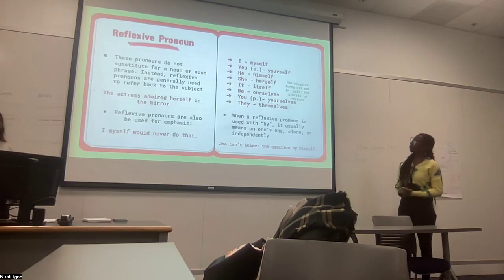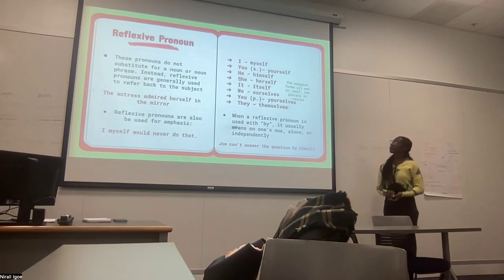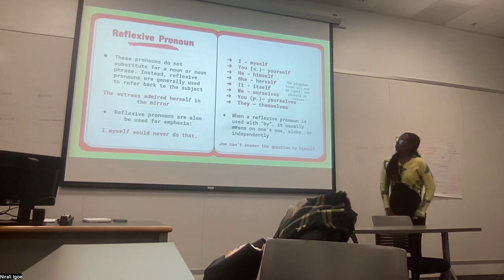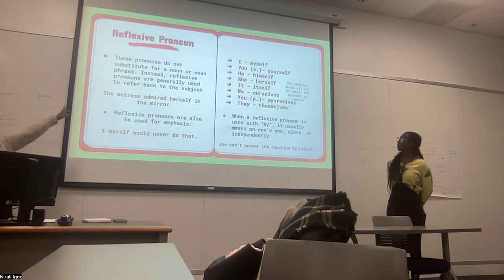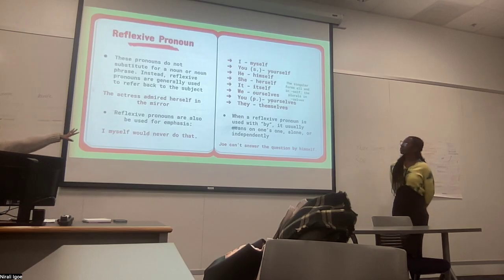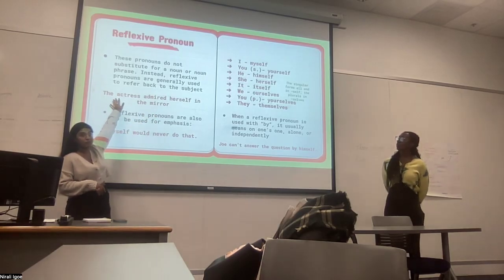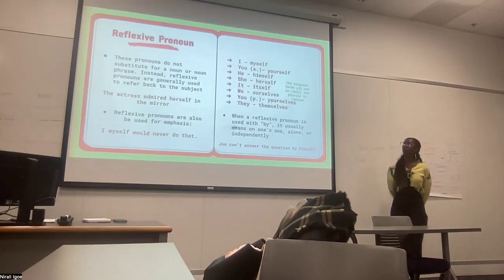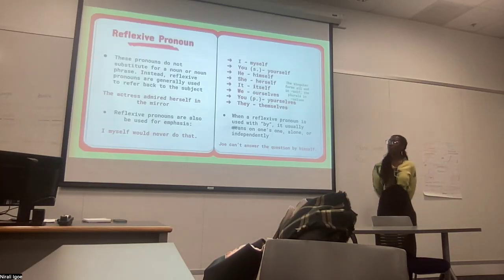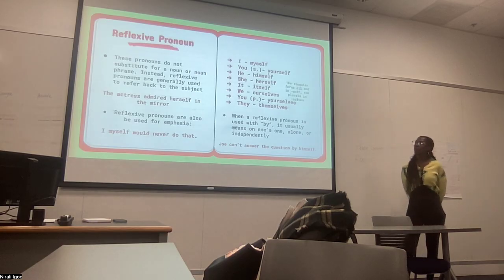Next, we have reflexive pronouns. These pronouns do not actually substitute for a noun or noun phrase. Instead, reflexive pronouns refer back to the subject. So our example sentence, "The actress admired herself in the mirror." As we can see, herself is the reflexive pronoun referring back to the actress. Okay? Reflexive pronouns can also be used for emphasis. "I myself would never do that," right? Adding myself gives it a little bit more emphasis and pizzazz that I'm not doing that, right?